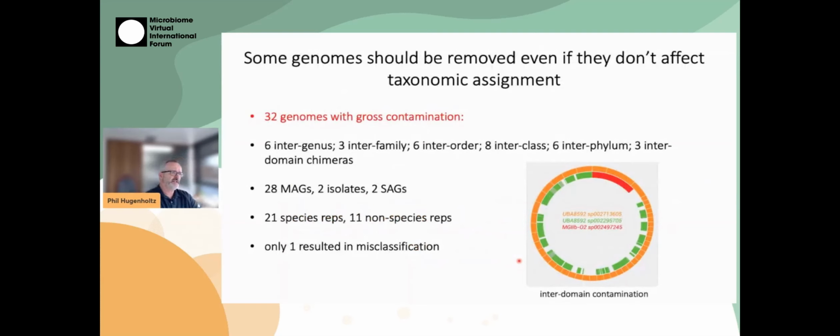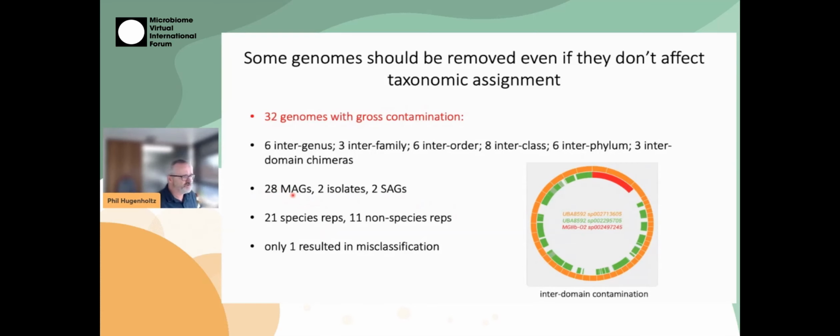So I just want to go back to this contamination that GUNC picks up. Some genomes should be removed even if they don't affect the taxonomic assignment. We saw 32 genomes with very clear gross contamination that could be confirmed. 6 of these were intergenus chimeras, 3 into family, 6 into order, 8 into class, 6 into phylum, and 3 into domain chimeras. So we saw that case where we had the actinobacterium with a chunk of archaeal genome in it. And in these instances, MAGs definitely do dominate these types of chimeras.